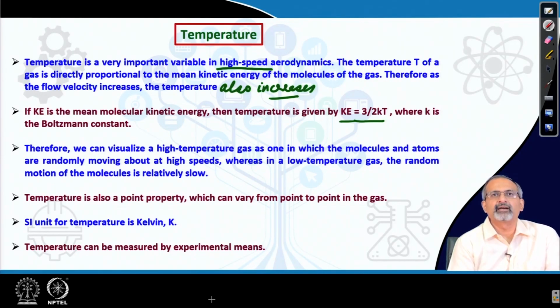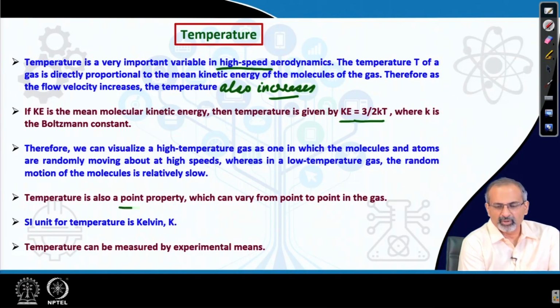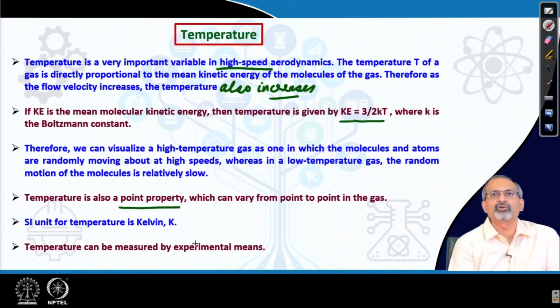Therefore, we can visualize a high temperature gas as one in which the molecules and atoms are randomly moving at very high speeds because of the large content of kinetic energy at higher temperature. On the other hand, a low temperature gas correspondingly has much less kinetic energy content and therefore much less energetic molecular movement. Temperature is also a point property and can vary from point to point in the gas. Its SI unit is Kelvin. Temperature can also be measured by experimental means.